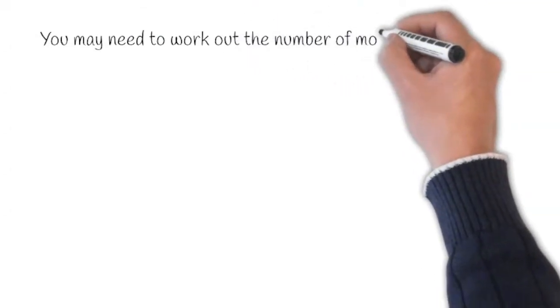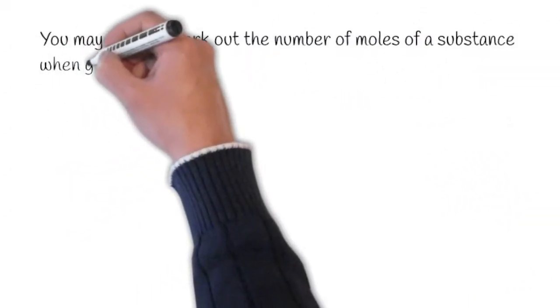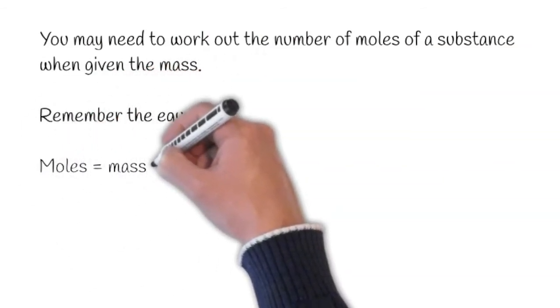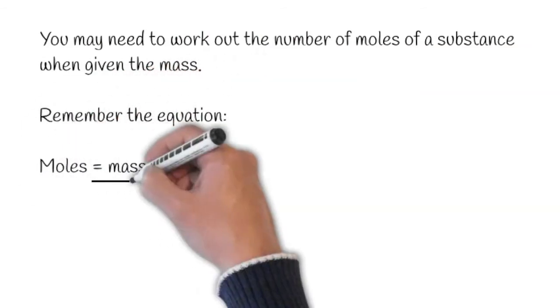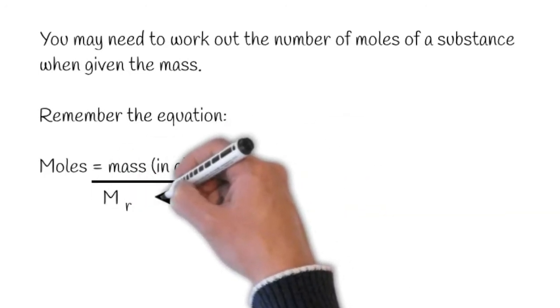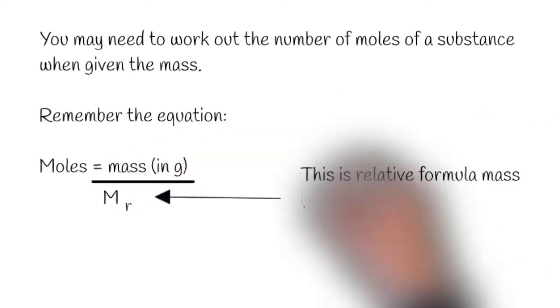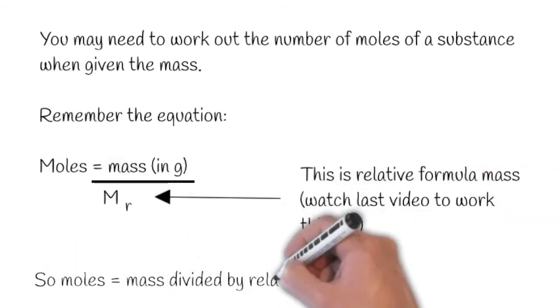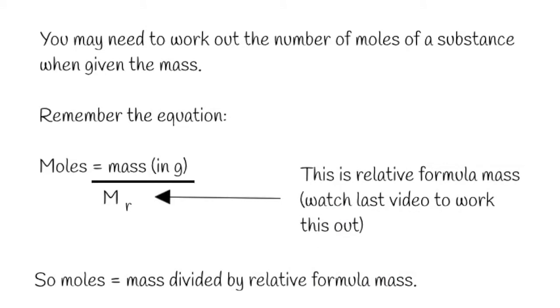You may need to work out the number of moles of a substance when given the mass. Remember the equation: moles equals mass in grams divided by Mr. This is the relative formula mass. Watch the last video to work this out. So moles equals mass divided by the relative formula mass.